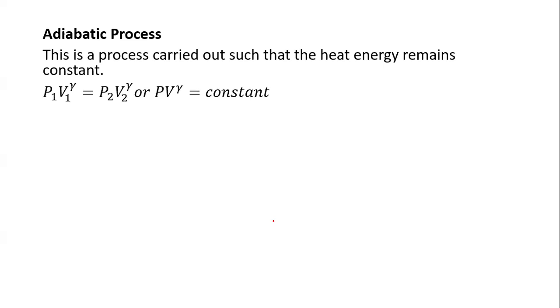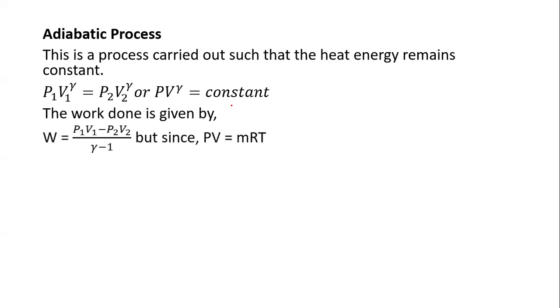Mathematically, we're saying P1 V1 power gamma equals P2 V2 power gamma. The gamma, this power here, is known as the adiabatic index. So the shortened version of this expression is PV raised to power gamma equals constant. Deliberately, for this one, we've also added the expression for work done. For work done, it's P1 V1 minus P2 V2 over gamma minus 1.